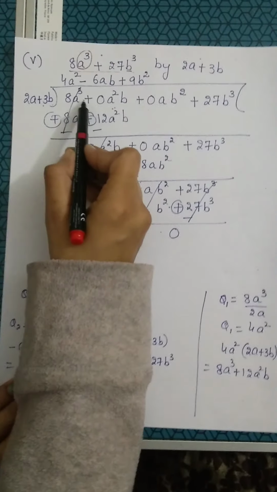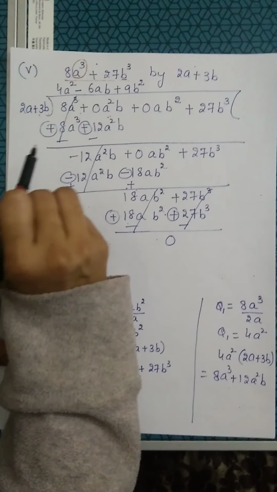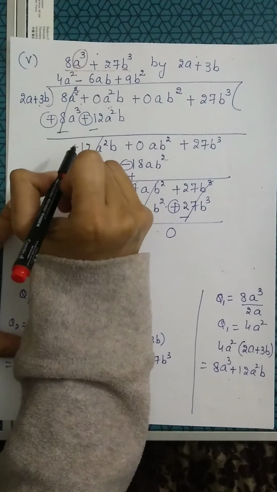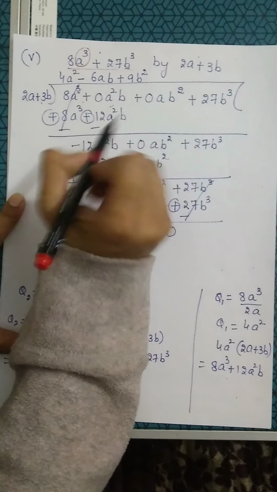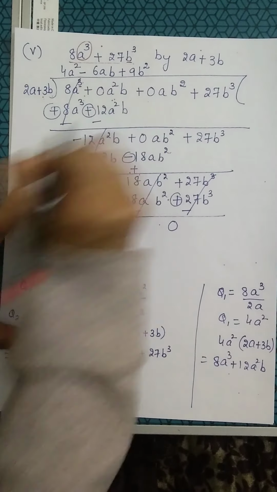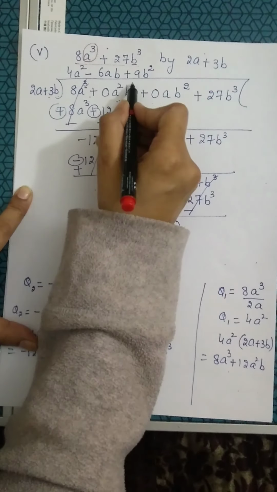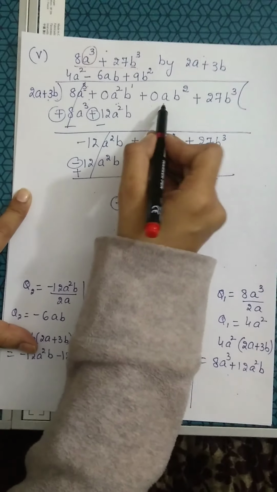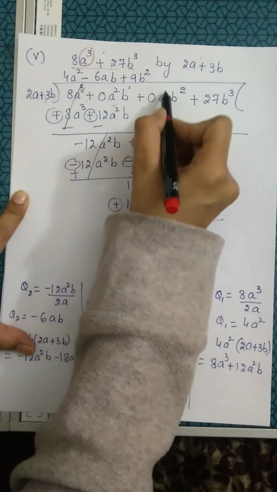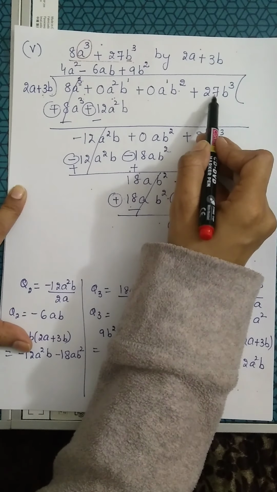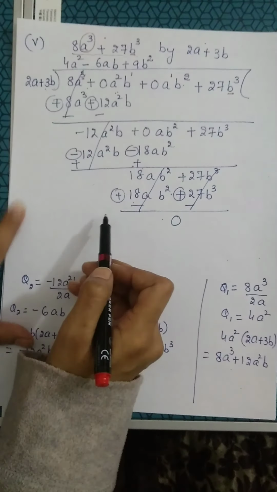Now here dividend will be, first, 8a cube, which is already given. Next term, if I keep on decreasing the power of a and increasing the power of b, will be 0a square b. Here one power is decreased for a and one is increased for b. Next will be 0ab square. Again I've reduced one power of a and increased one power of b. Third will be 27b cube, which is already given to us.